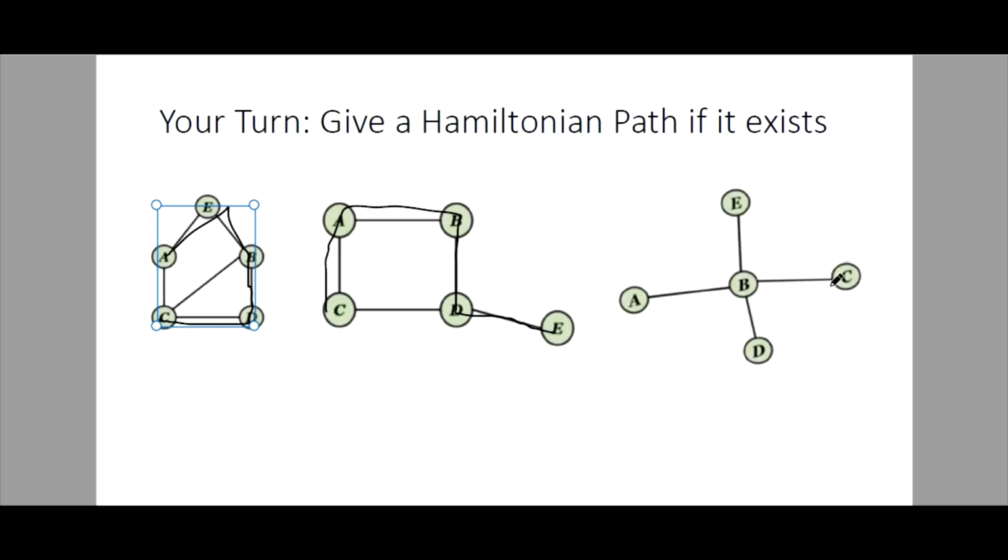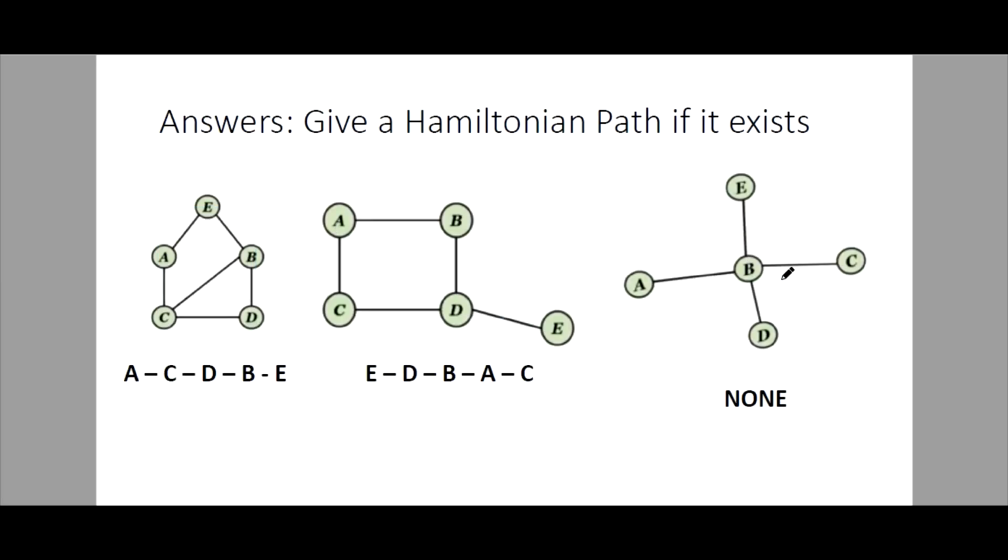And of course, the last one, if you start at any vertex A, E, C, D, then of course, it's very difficult to get the other vertices. For example, if we go to C, we go to B. And then if you go to A, then you cannot come back. If you go to E, you cannot come back to the other vertices. If you go to D, the same thing. So the last graph has no Hamiltonian path.